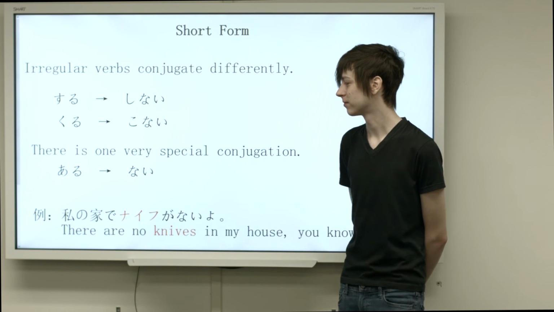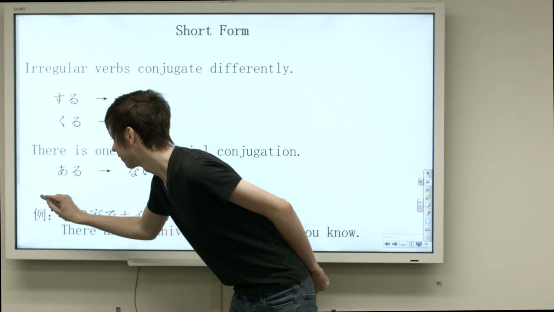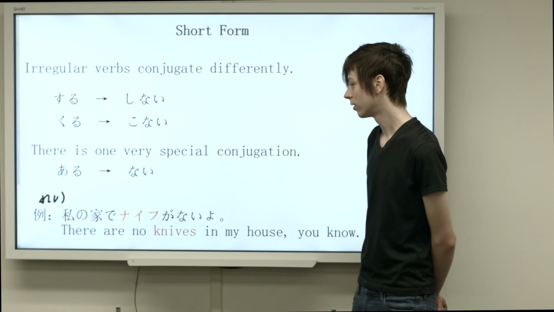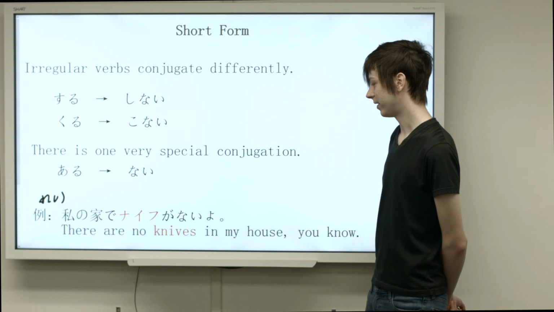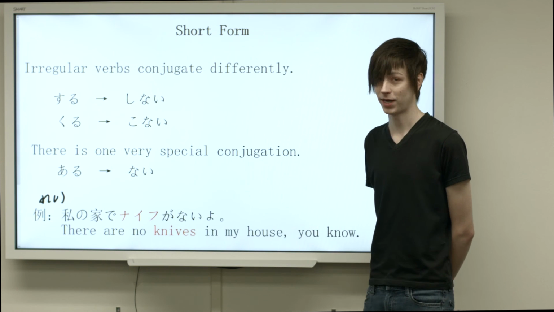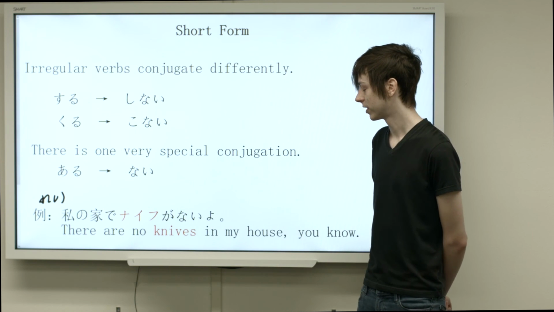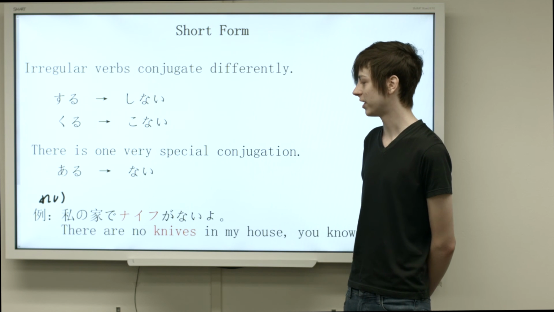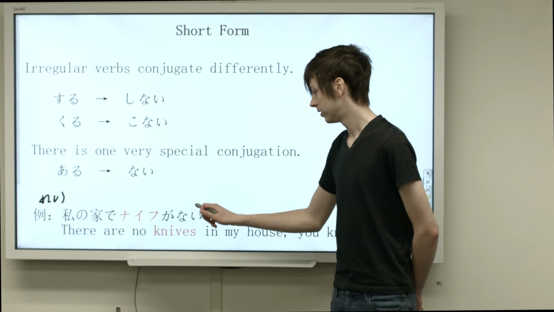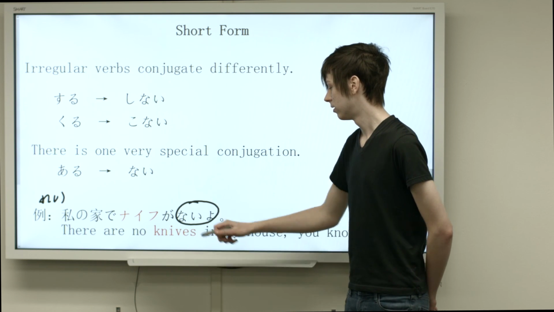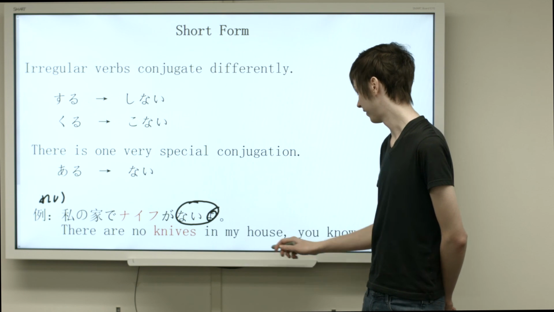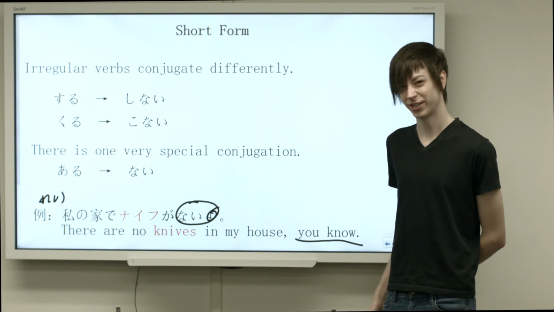So for example, we would say, watashi no ie de naifu ga nai yo. So that just means there are no knives in my house, you know. So instead of saying watashi no ie de naifu ga arimasen, instead of arimasen, just say nai. And then the yo just means kind of like a clarification, like, you know.